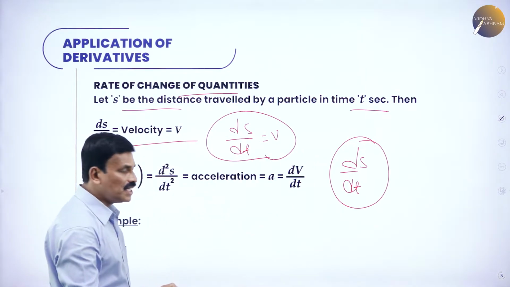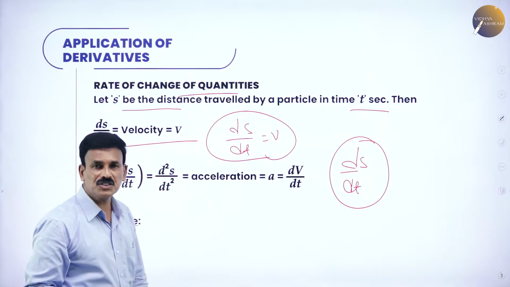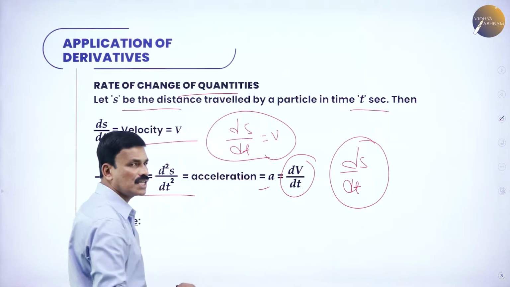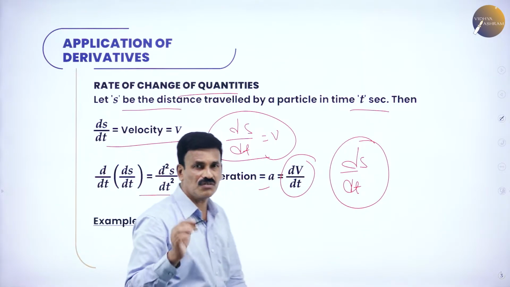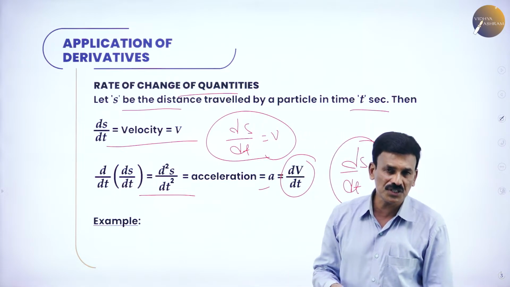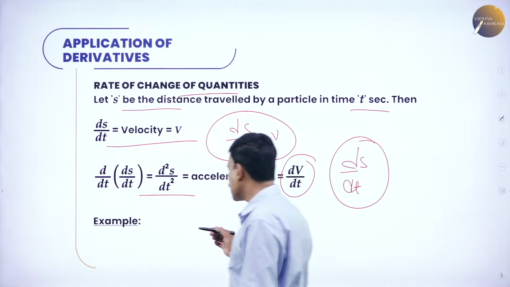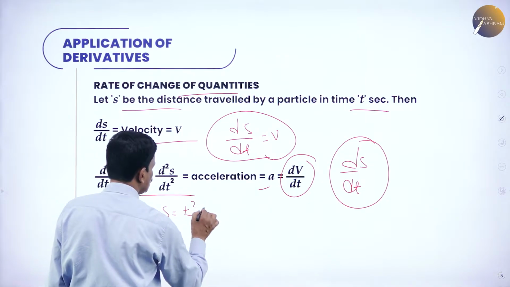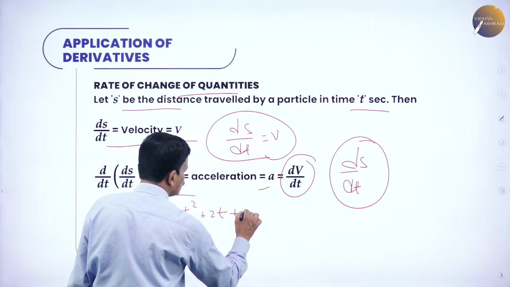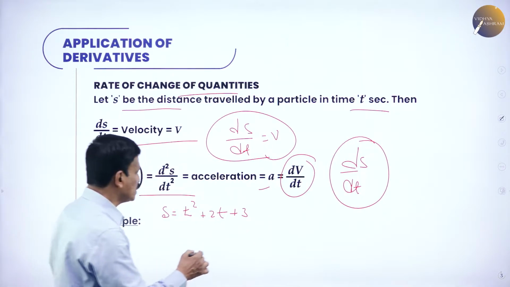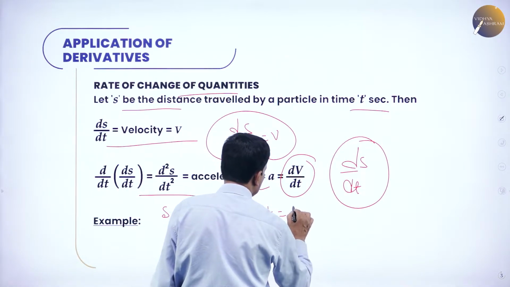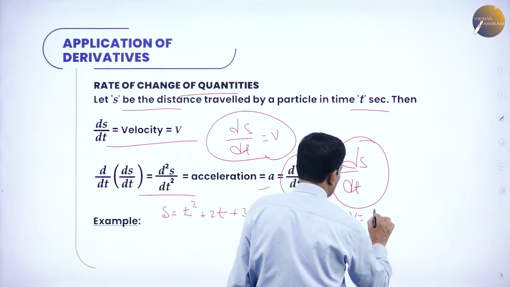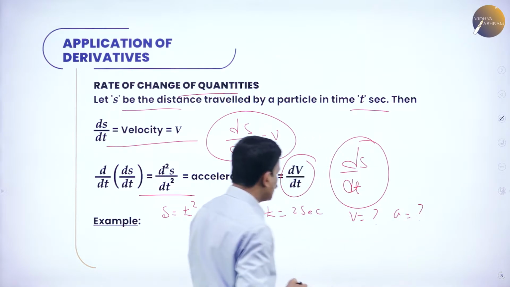If you differentiate this with respect to t, the rate of change of velocity, dv by dt, is called the acceleration, that is d square s by dt square. So if you differentiate one time you will get the velocity, if you differentiate 2 times you will get the acceleration. Let us consider for example, s is equal to t square plus 2t plus 3 is the distance traveled by a particle in time t. To find the velocity and acceleration at the end of 2 seconds.